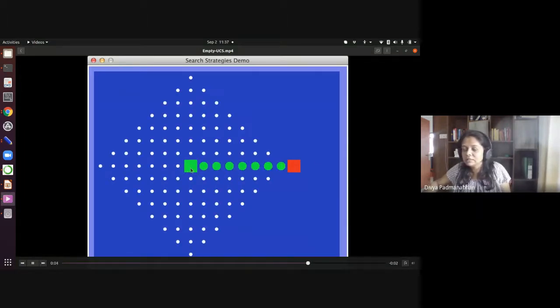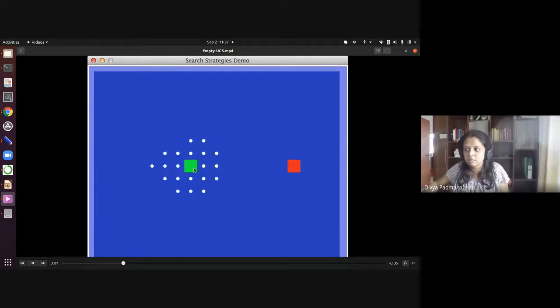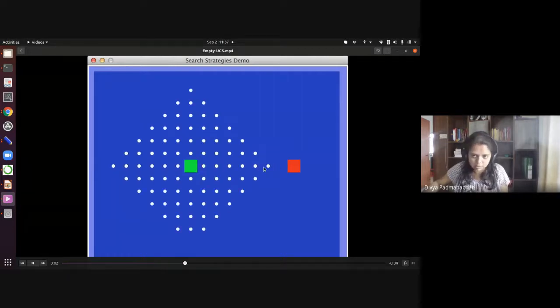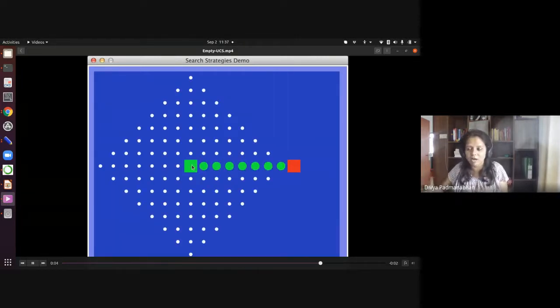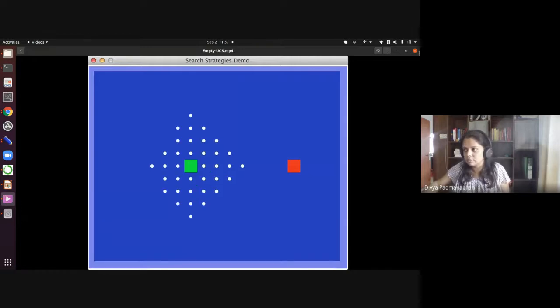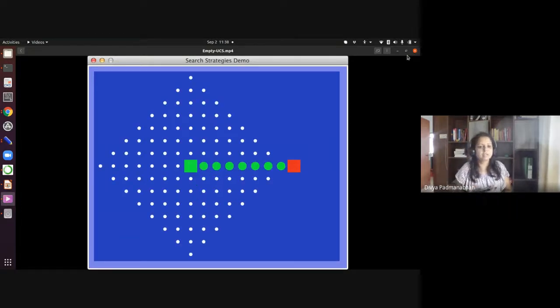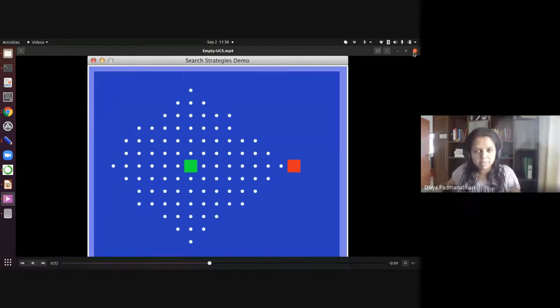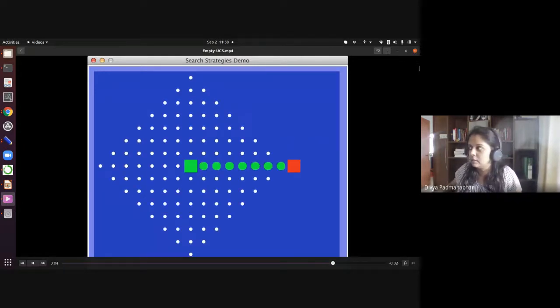But what UCS is doing is it's doing a lot of exploration. It's going around and around and around, and before it finally figures out that this is the best path. So it's a lot of hard work being done by UCS. Okay, so is there something that you can do about this? That's going to be the topic of this lecture.